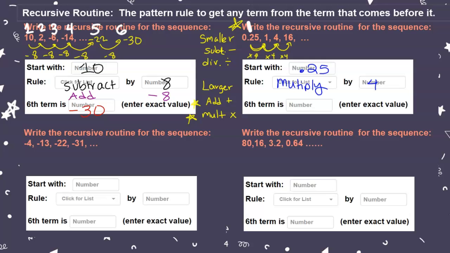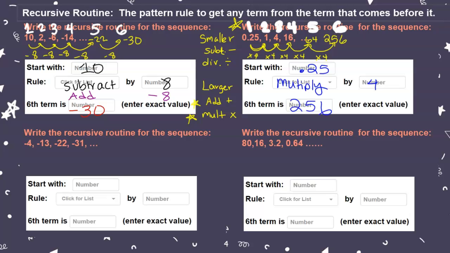Now that we have our rule, this is term 1, 2, 3, 4, 5, 6. So 16 times 4 is 64. Well, I need to do that times 4. And that gives us 256.